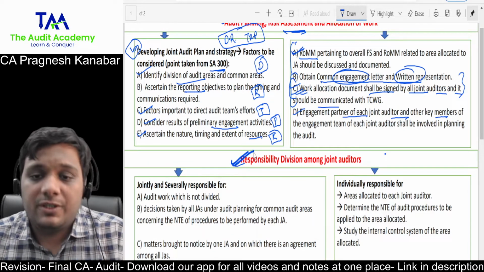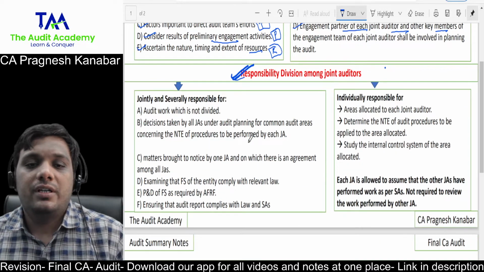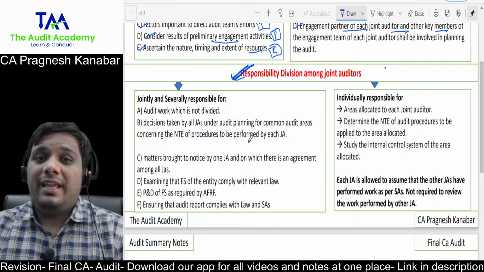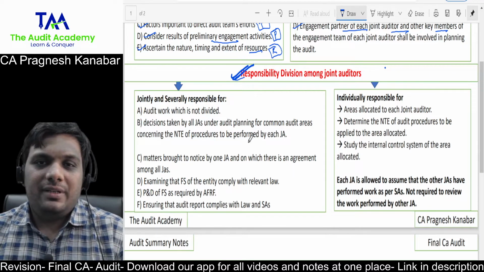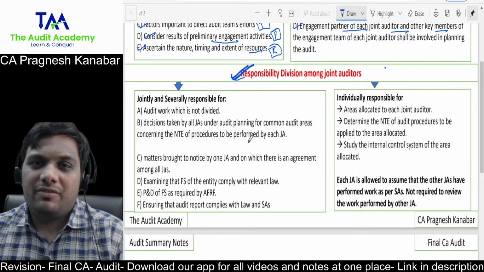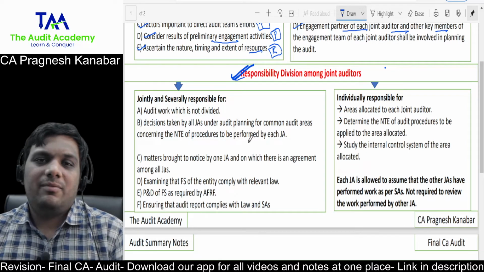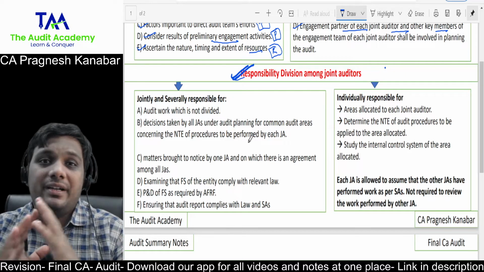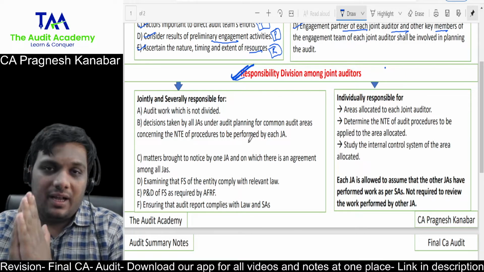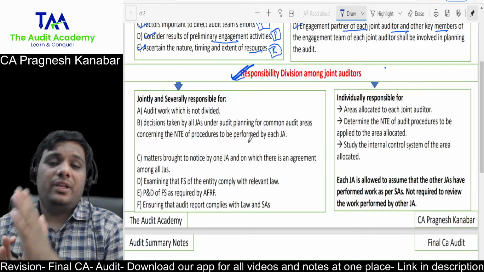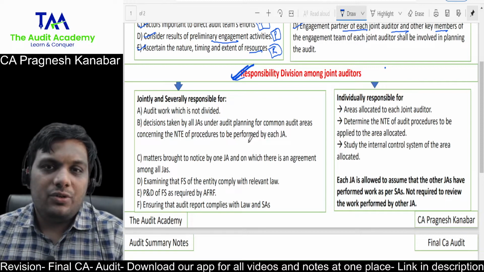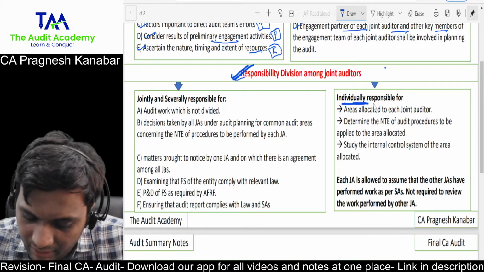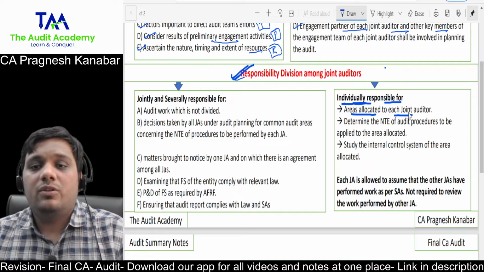Now we are coming to this part of responsibility division amongst the joint auditors. So for the areas which have been clearly divided, for example, if I am looking after purchase and income, and if you are looking purchase and expense, let us say I am looking after, and you are looking after income and assets, then in that case these areas are divided. Divided means divided. I will be looking after the areas which are given to me. You will be looking after the areas which are given to you. All right. Okay. So we are individually responsible for the areas allocated to each joint auditor.